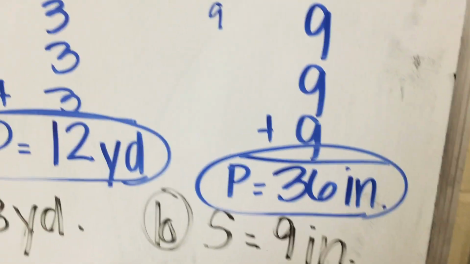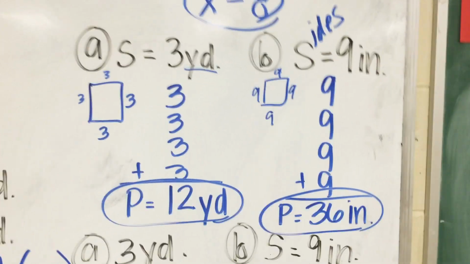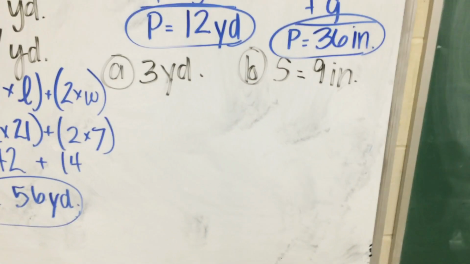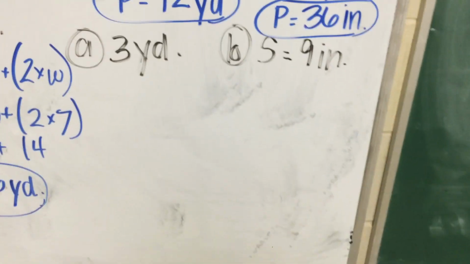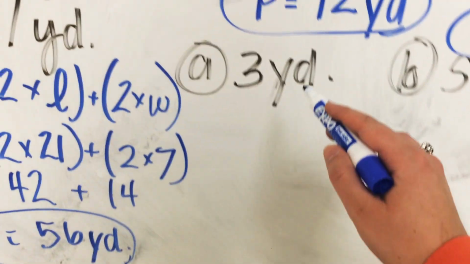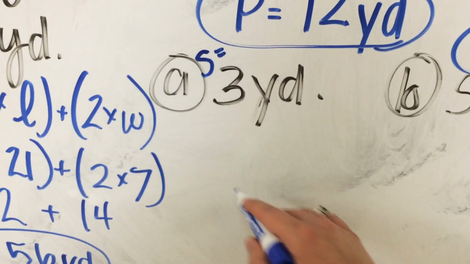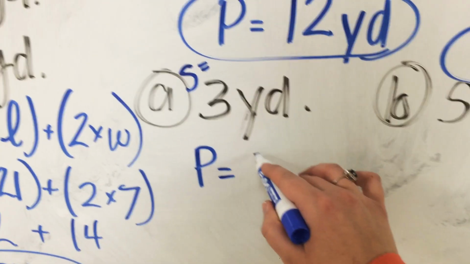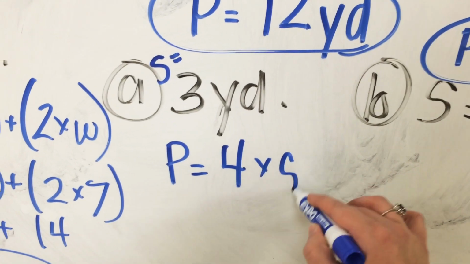All right, so you can either finish this section, pause the video and finish this section right now, or you can wait until I'm done, but we are going to move on to number 2, letter A and B, where we are using the multiplication method to find our perimeter of the square. So letter A, our first one, a side is 3 yards. S equals 3 yards. So our perimeter of a square formula is P equals 4, because there's 4 sides to a square, times our side.